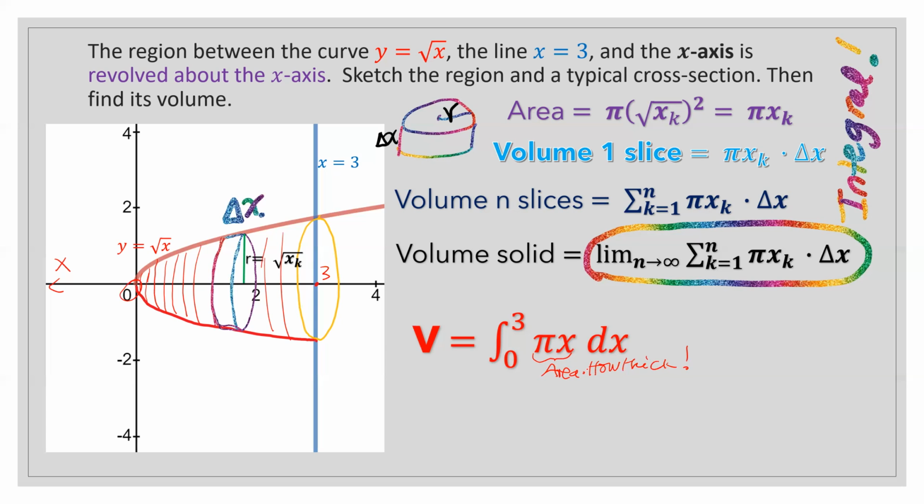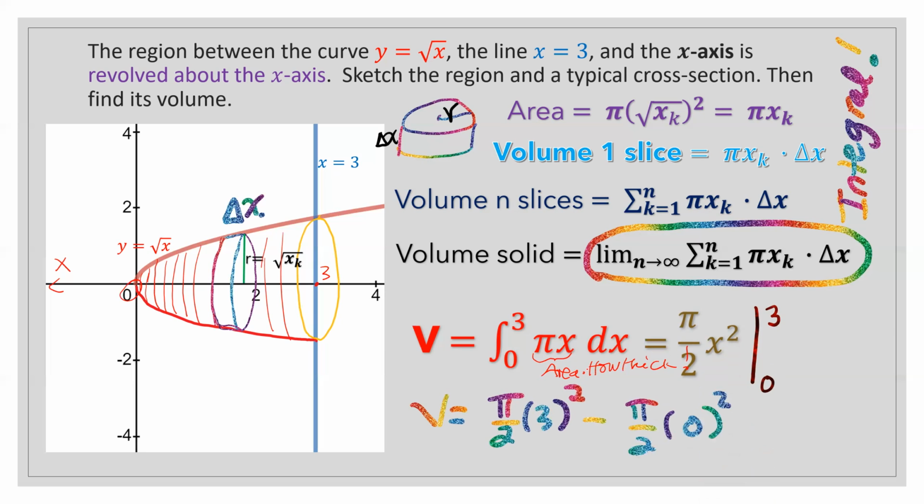Okay, and when you integrate that, you'll get pi x squared over 2, evaluating it from 0 to 3. Plug in the numbers, you have 3 squared is 9. So that must be 9 pi over 2. And then when you plug in 0, that's 0. Therefore, the total volume is 9 pi over 2. And that is how slicing works.